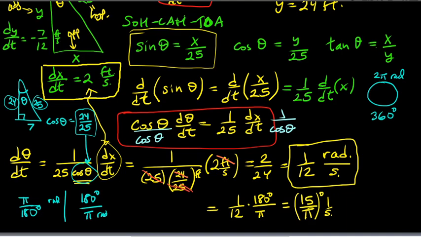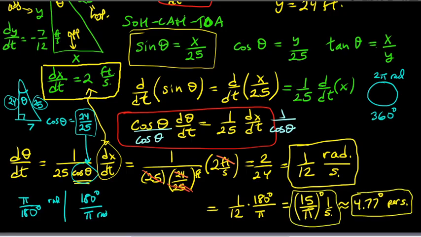And what's 15 divided by pi? It's about 4.77. So this will be approximately 4.77 degrees per second. Either way, this is exact here, and of course, this is also exact, and this is approximate. I'm not picky. I'll accept any one of these.